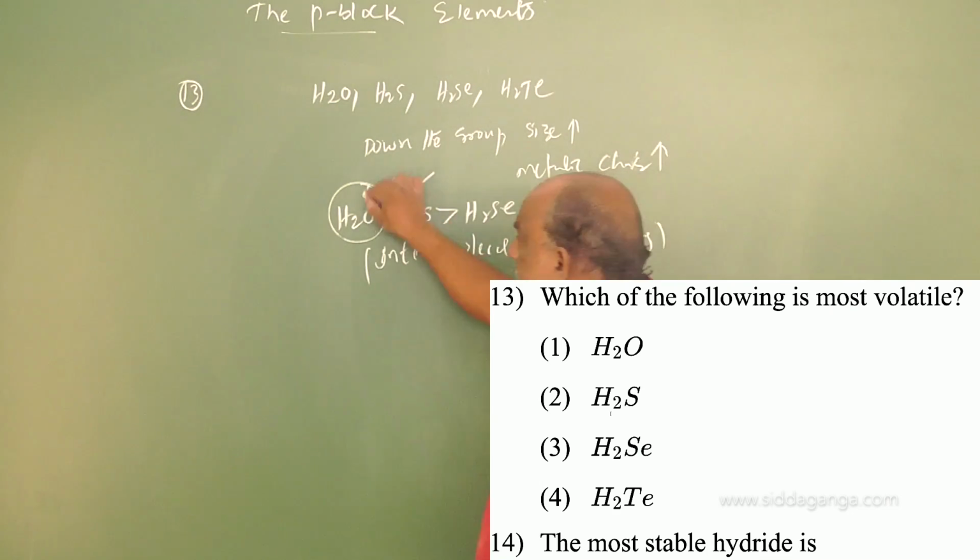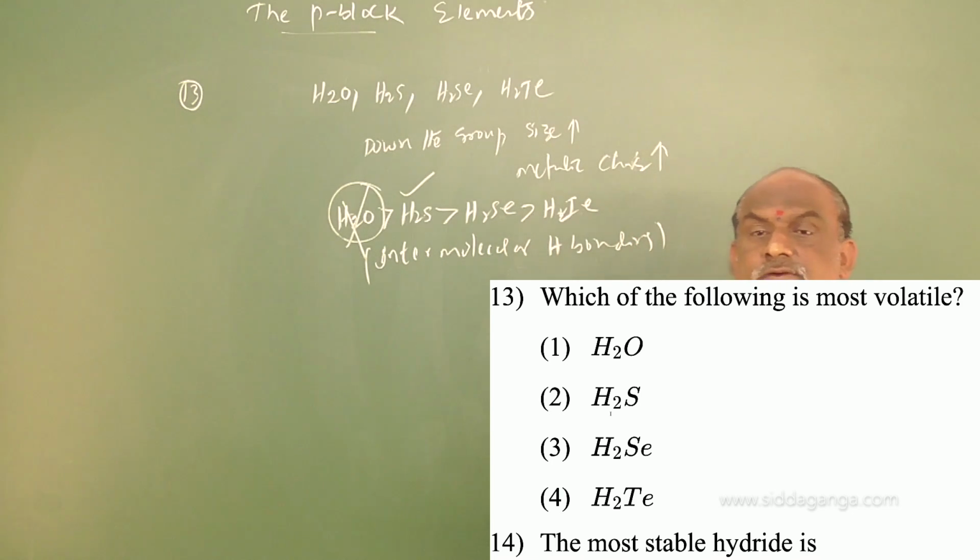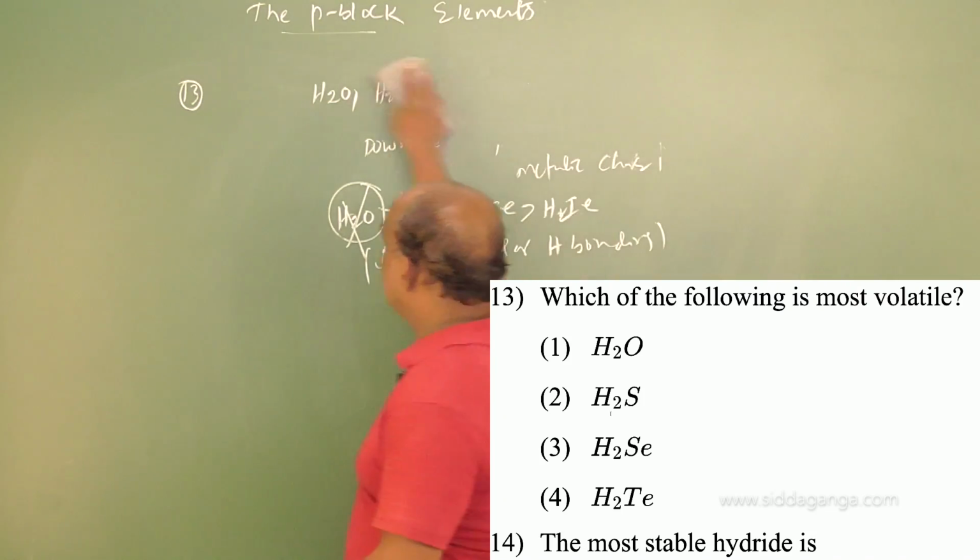So remove water, and the remaining three compounds will be there. Among those three you should find out which one is more volatile. Hydrogen sulfide is more volatile. This point is very important. Keep it in your mind, it is very important for the exam. Clear? So option number 2 is the right answer for question number 13.